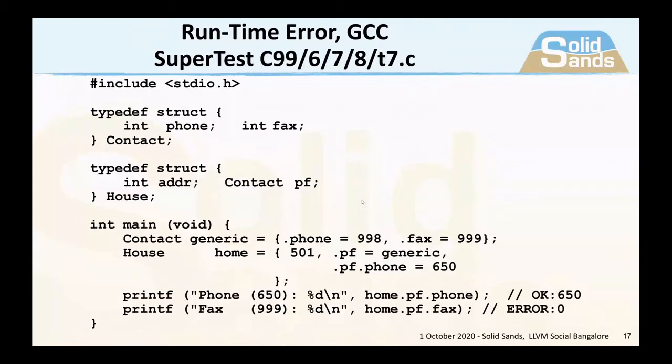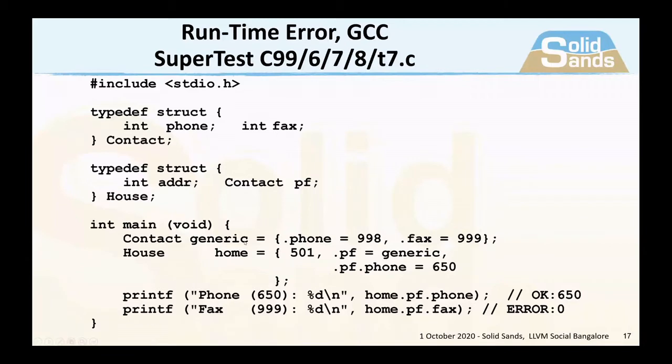Then this is a runtime error that is present in GCC, also in the latest version. What happens here is that we have two structures. One is the contact structure, which contains a phone number and a fax number. And the second structure is a house, which contains the address, which is also a number, and which contains a contact, which is this structure here.